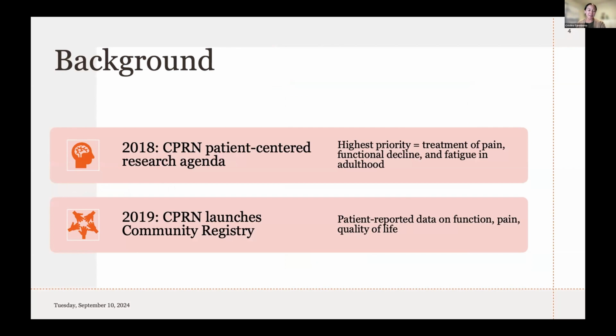As Paul was telling us, in 2018, CPRN published its patient-centered research agenda, and that found that the highest priority for the CP research agenda was treatment of pain, functional decline, and fatigue in adulthood. And then in 2019, CPRN launched its community registry, which, as we learned, collects patient-reported data on function, pain, and quality of life.